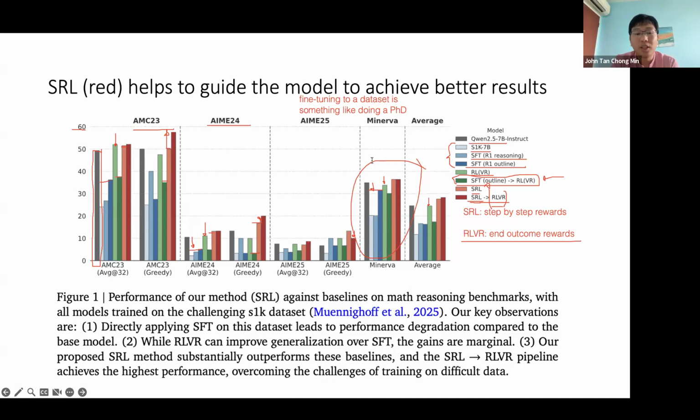Oh, actually, I didn't really read in detail, but just by a gut feel, reasoning probably is the full reasoning trace outline, maybe it's a summary. I see, I see. Yeah.